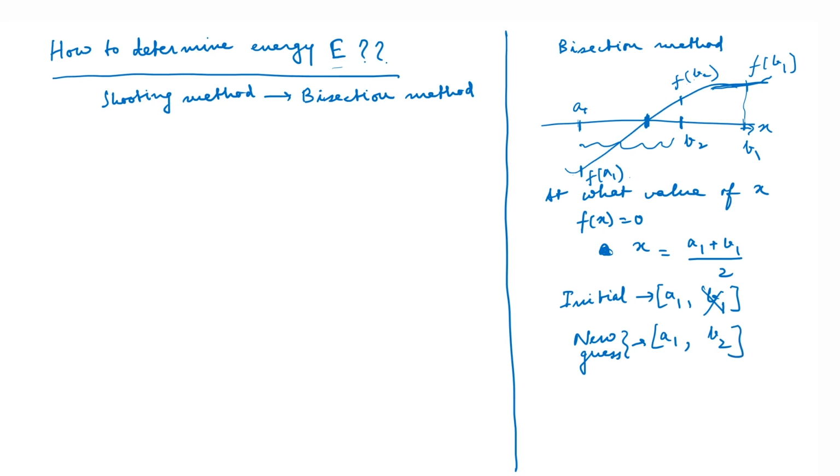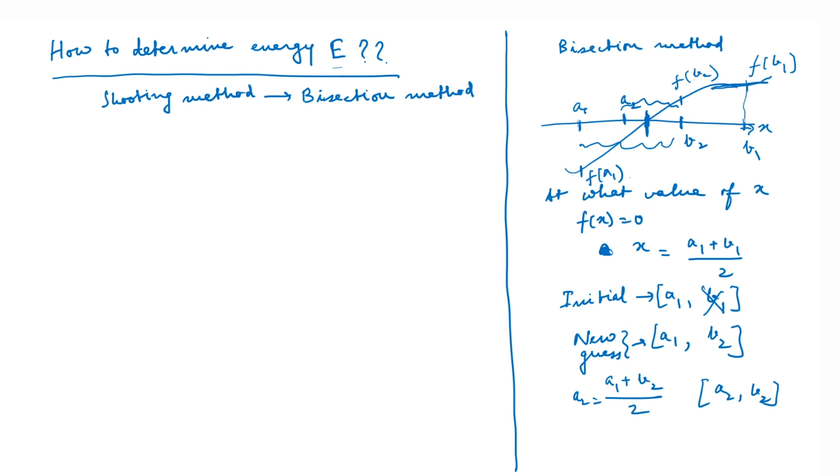Then I again do the bisection method and find the midpoint of a 1 and b 2 as the new guess of the root, and it comes somewhere here, which I call a 2. Using the same logic, by taking the product of the functions f a 1 and f a 2, and f a 2 and f b 2, I see that my new interval is between a 2 and b 2. I keep doing this repeatedly till I hit this point as the midpoint. So, this is the basic idea of the bisection method.